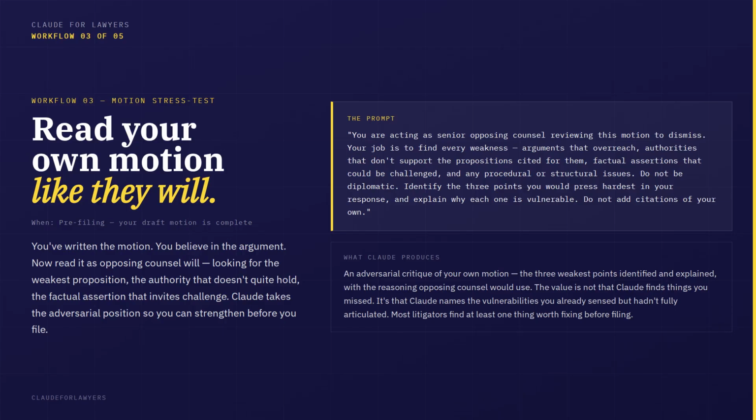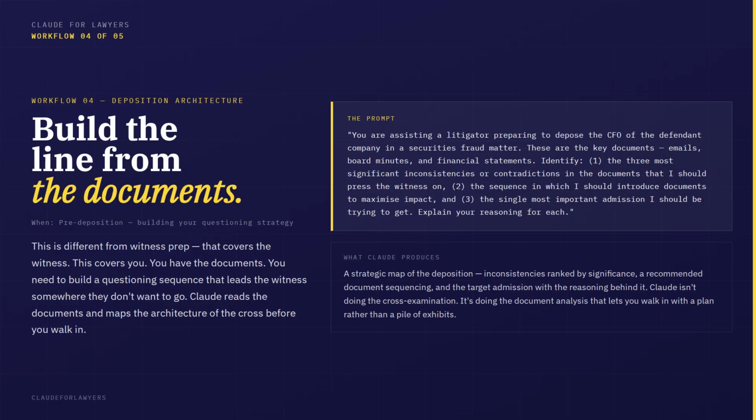Keep it there. Workflow 4. Deposition Architecture. This is different from witness prep, and it's worth being clear about that distinction before we go further. Witness prep covers the witness, what they'll say, where they're vulnerable, how to prepare them for cross. That workflow is already on the channel.